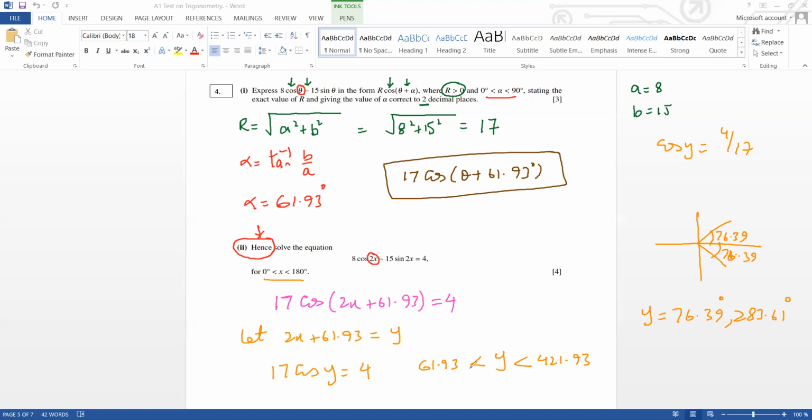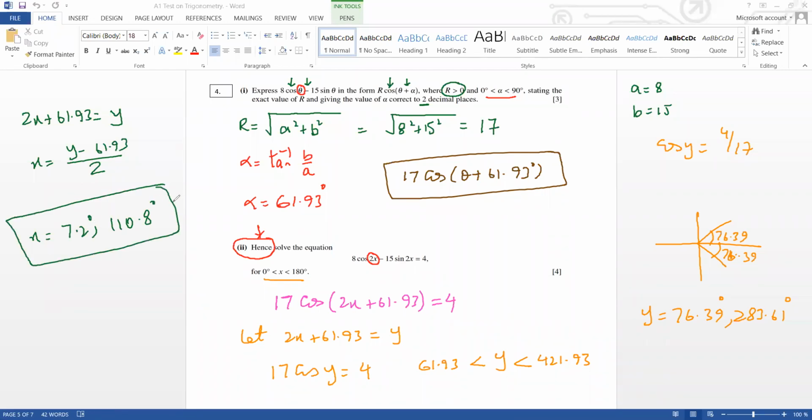Now we have to go back and give the values of x. You have 2x plus 61.93 equal to your y, and this x is going to be y minus 61.93 over 2. So we have the two corresponding values of x over here. Let me write these. I have my final answers correct to one decimal place. This is the final answer here.